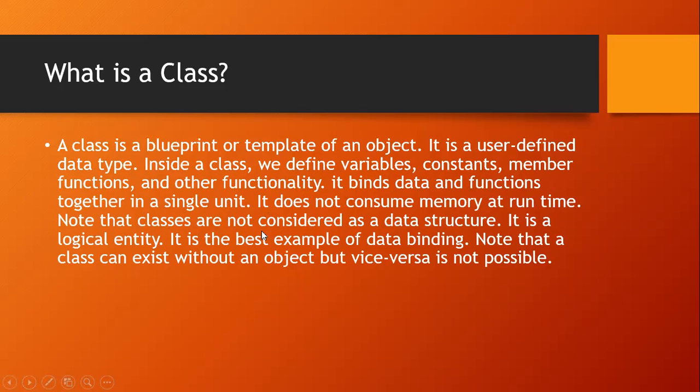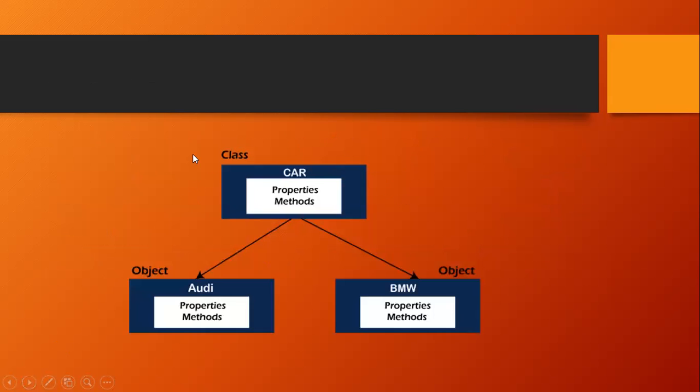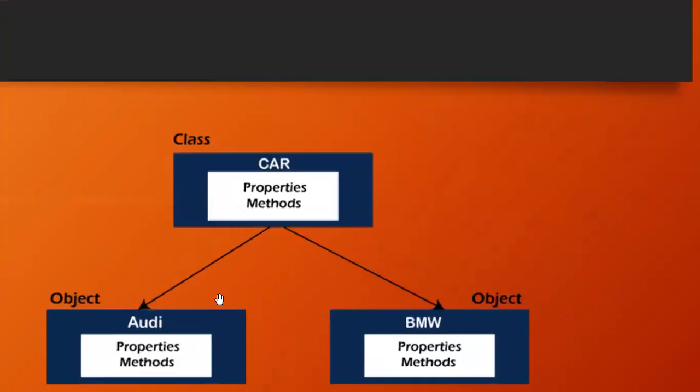Note that classes are not considered as data structure. It is a logical entity. It is the best example of data binding. Note that a class can exist without an object, but vice versa is not possible. So you can assume a class to be a container that holds the objects. To understand in simple terms, we have an example in the next slide, a car. A car is a class and we have different types of cars, and those different types of cars can be termed as objects.